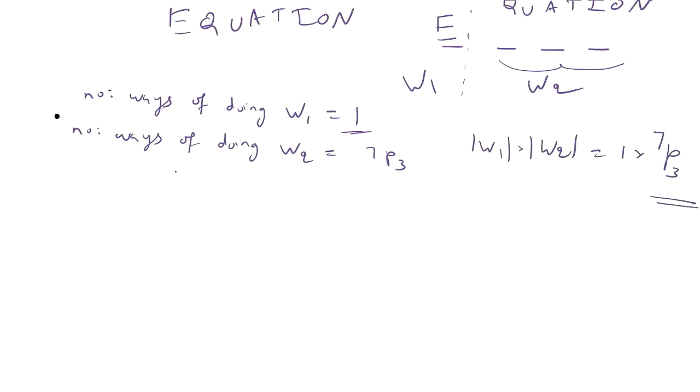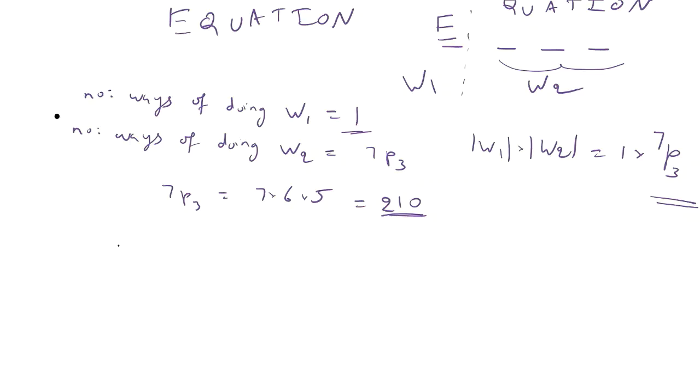If you want, you can expand 7P3. 7P3 is nothing but 7 times 6 times 5, which is equal to 210. So the number of 4-letter words that begin with E is equal to 210.